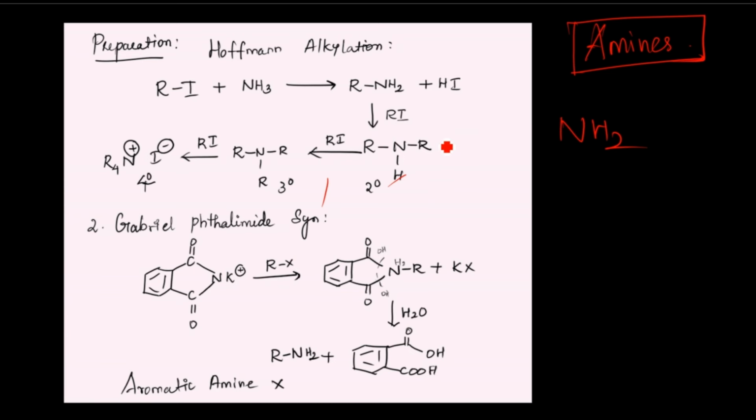The first preparation is the Hofmann alkylation. We already saw this reaction. Upon adding excess of ammonia, it will give you primary, secondary, tertiary and quaternary amines as well. Then the second important reaction, that is Gabriel phthalimide synthesis. This is not for aromatic amine. This will give you the primary amines, alkyl primary amines.